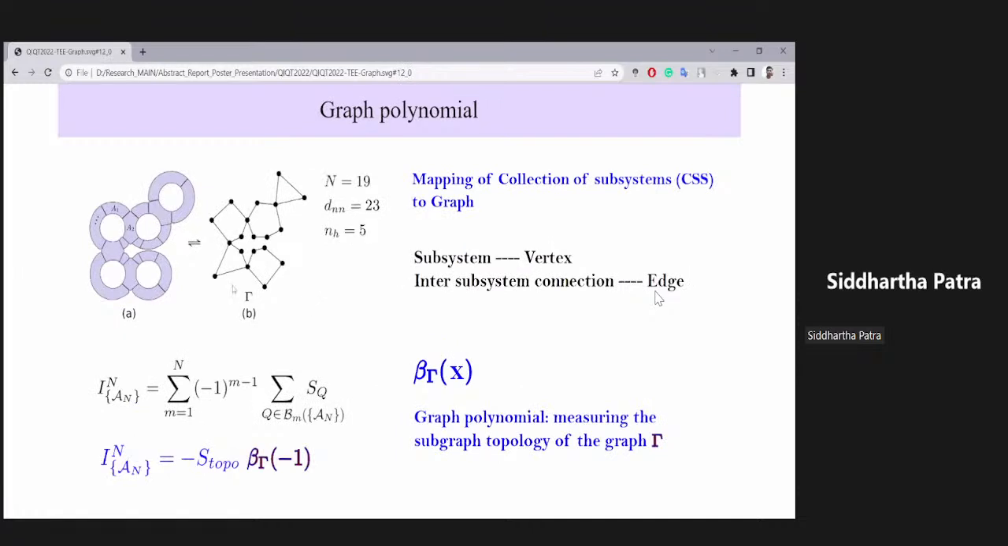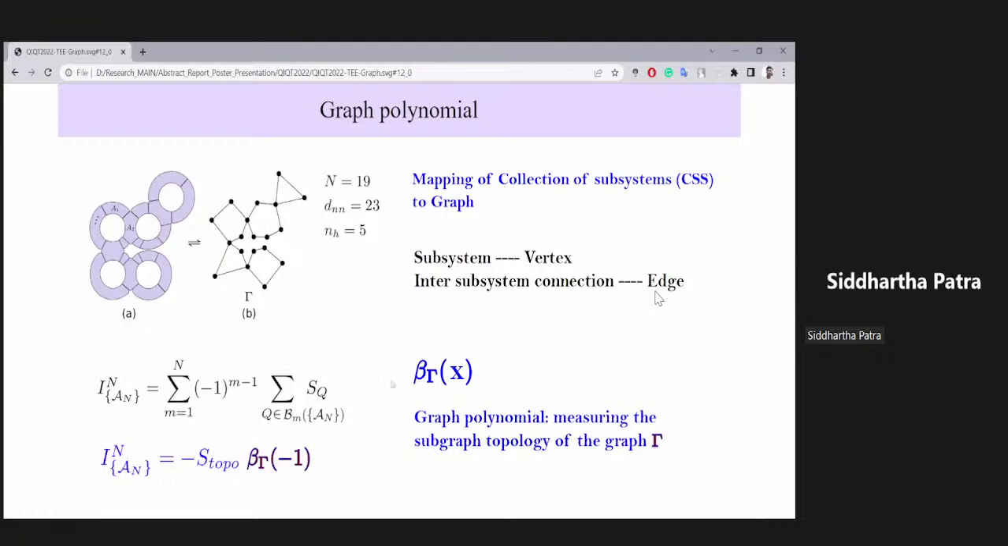By mapping the collection of subsystems, we mean, let's say in the left figure A, there is a complicated collection of subsystems. We create a corresponding graph gamma. How? We replace each subsystem by a vertex, and nearest neighbor connections of two subsystems by an edge between those two subsystems. Thus, we create a corresponding graph. Now, we have shown that this n-partite information is proportional to a graph polynomial beta gamma at a particular value, -1, times S topo, the topological entanglement.